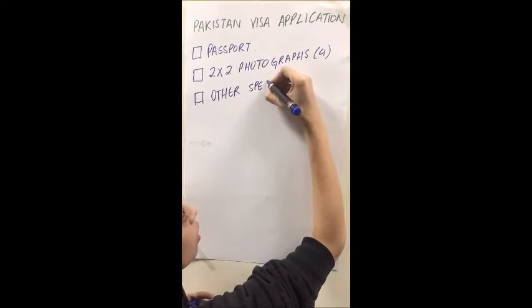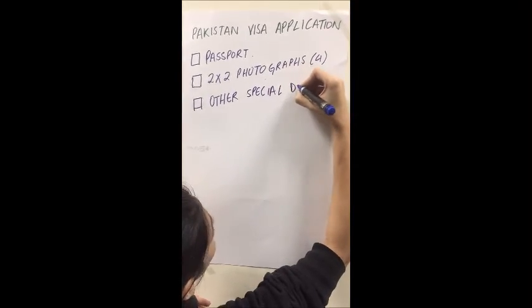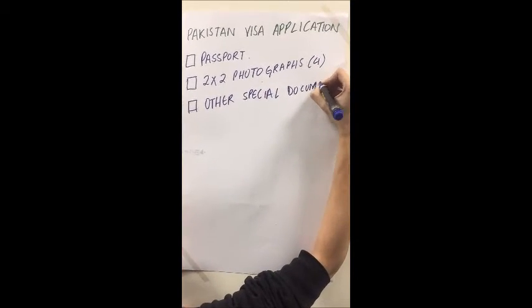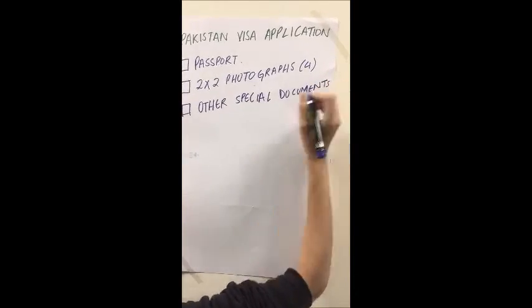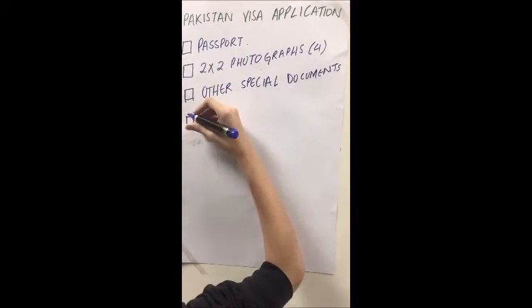Other special documents that you might need include a copy of your driver's license. The address on your driver's license must match in all of your documents. And it would be preferable if you can enlarge it or resize it to make sure that the picture itself is much clearer.